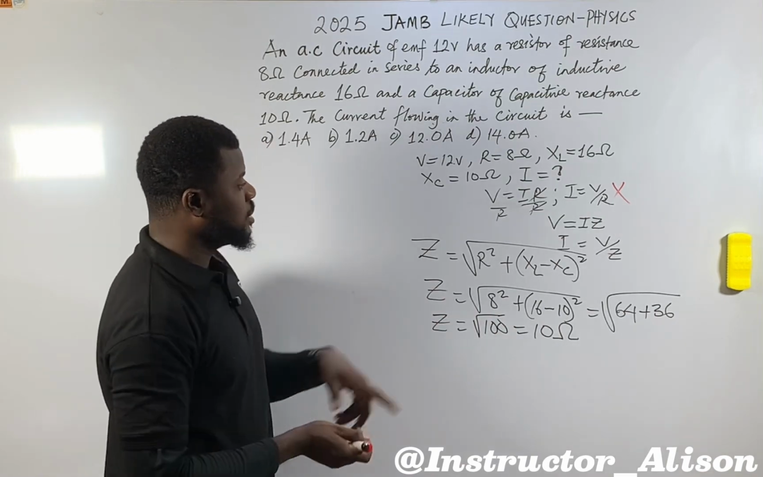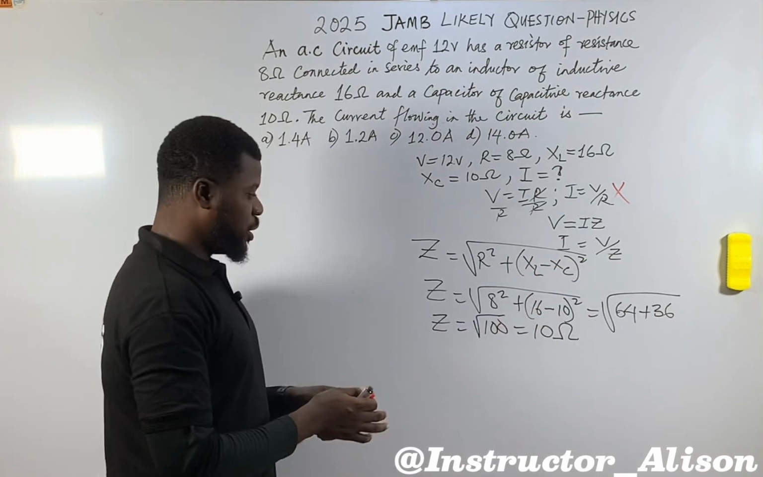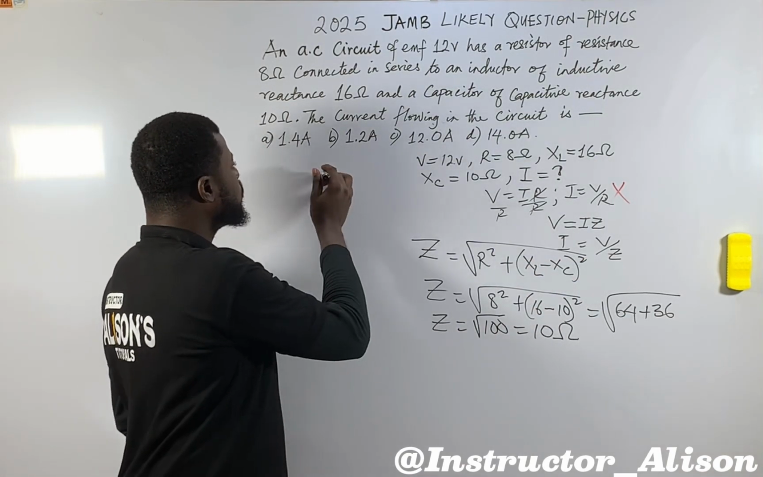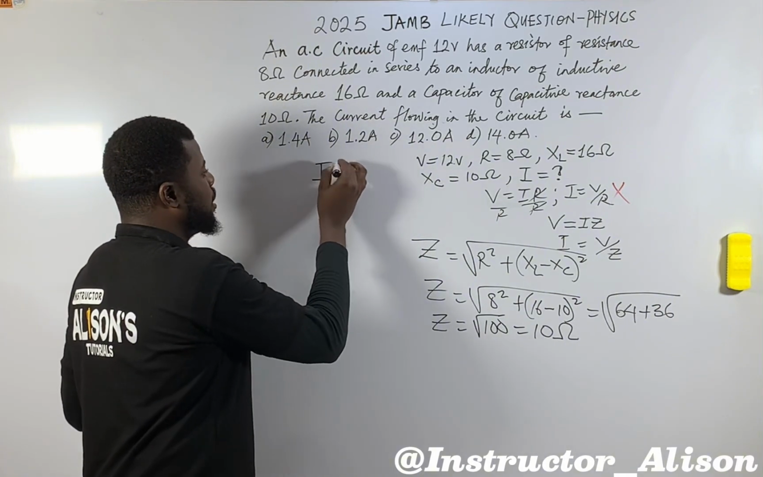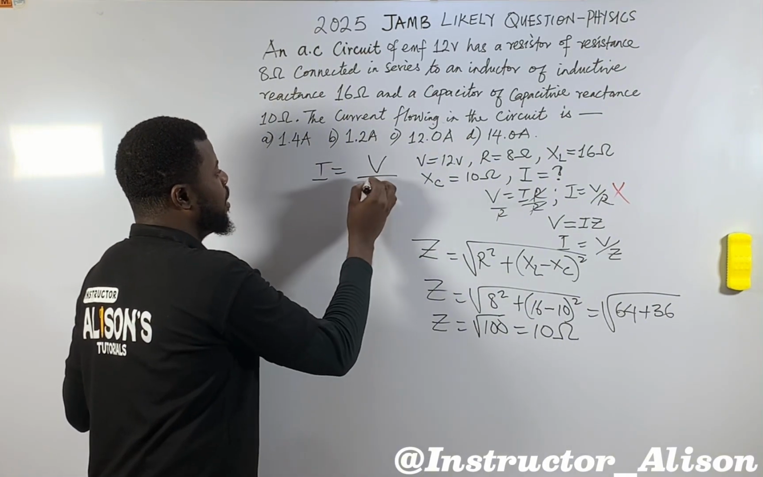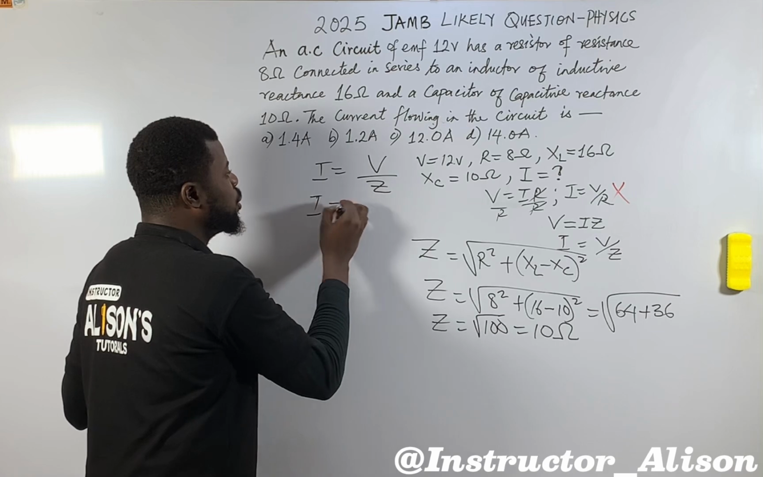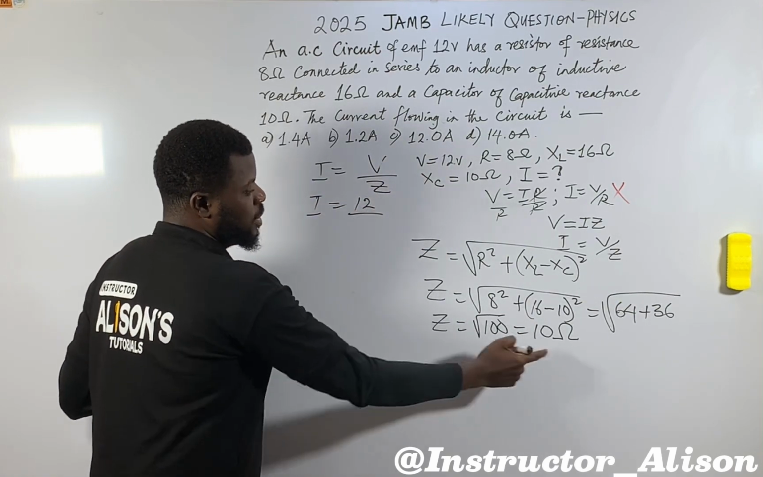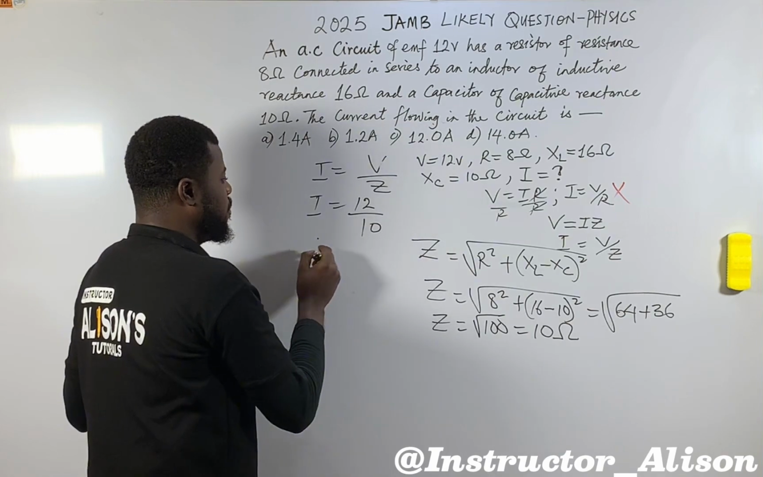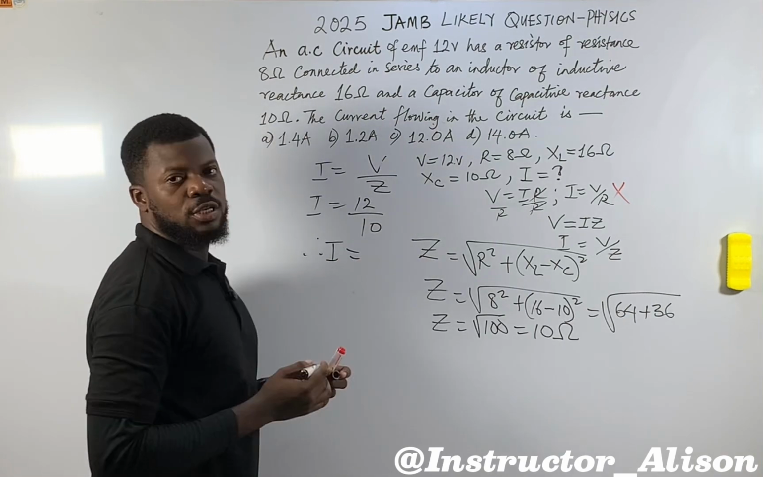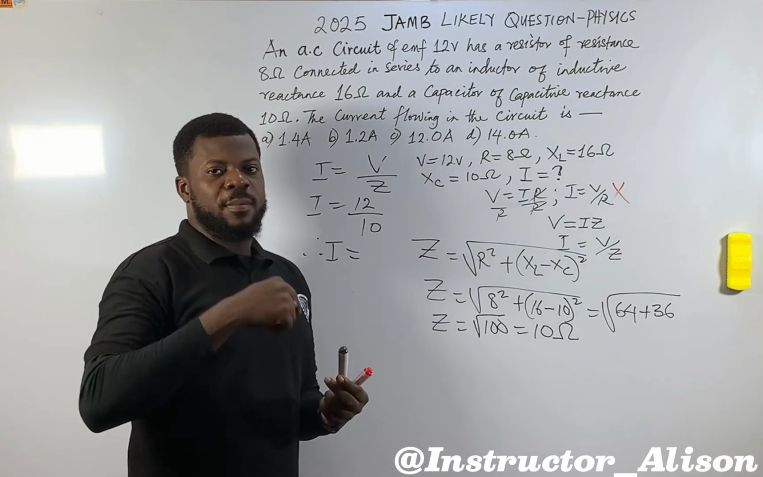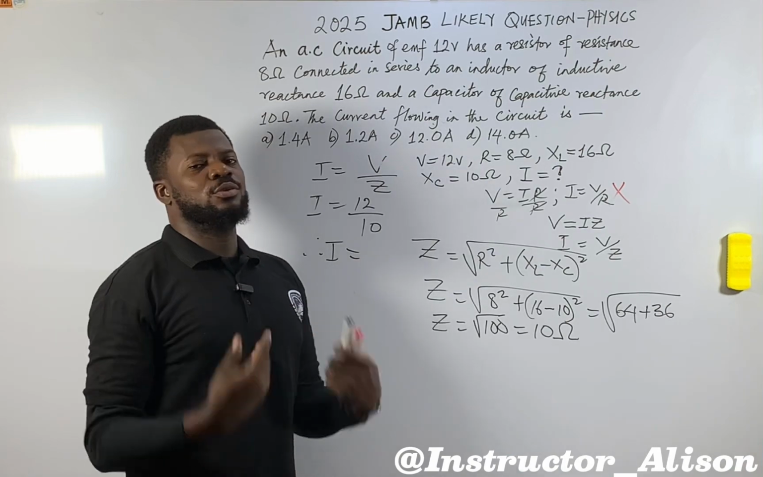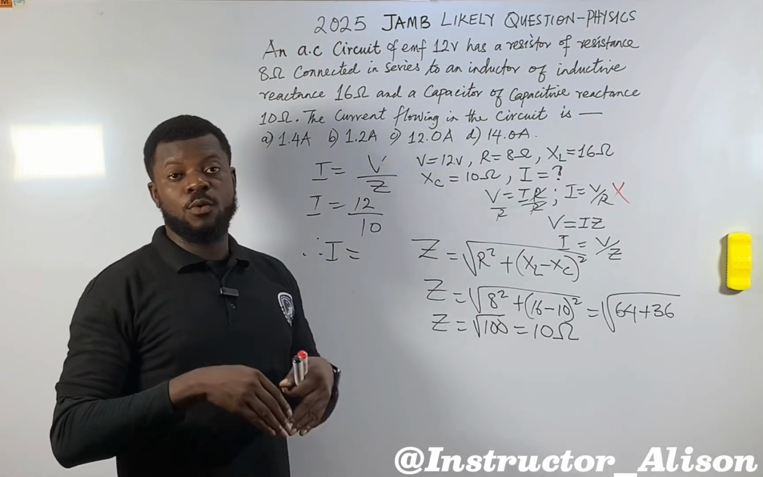How do I want to get this thing? Remember that formula I taught you. If you want to get the current, you can use the formula: current I equals V over Z. What is your V? You see it, it's 12. 12 over what is your Z? You got it as 10. Therefore, I will be equal to 12 divided by 10, which is 1.2. You don't need a calculator for that one. 12 divided by 10 is 1.2.